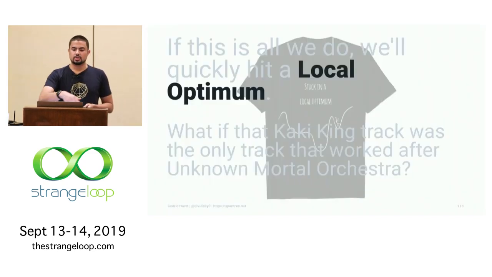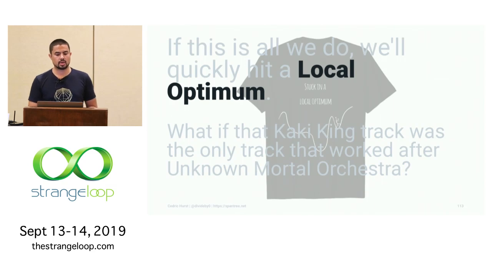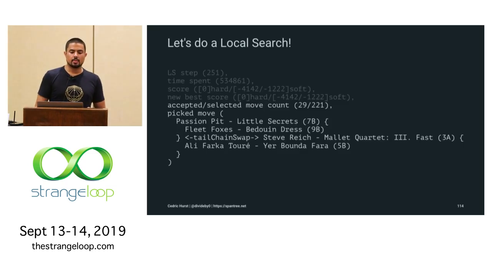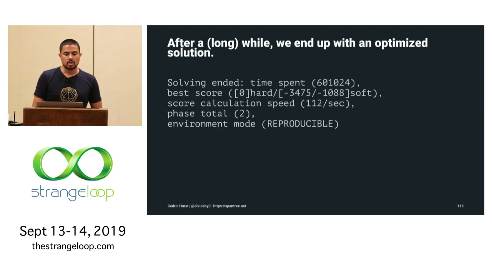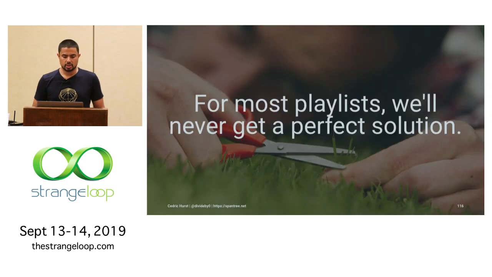So if we just do the construction heuristic, we'll hit a local optimum, meaning that the solution will seem as good as possible, but because a lot of the decisions have been set in stone, we won't be able to backtrack from that. And so the local search resolves that. There's a whole bunch of different strategies that the local search system will use. And after a long while, we'll end up with an optimized solution.